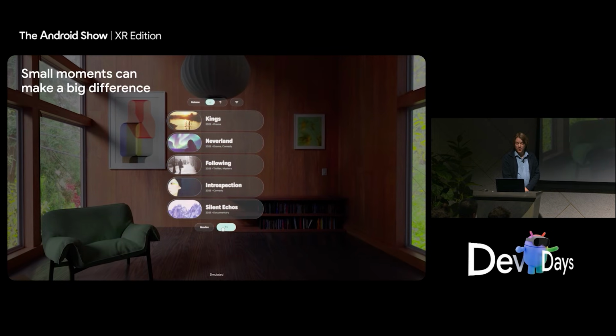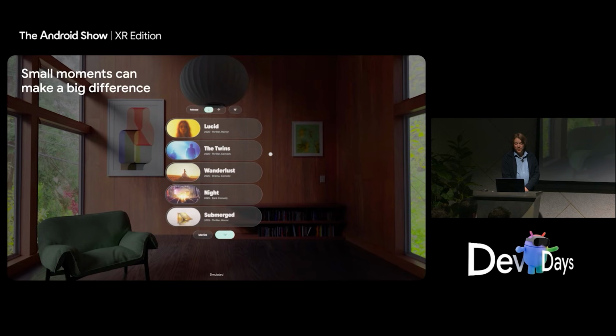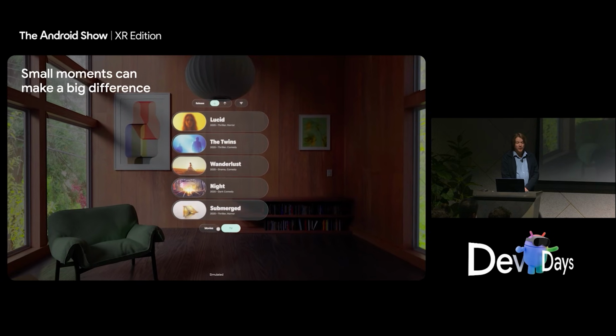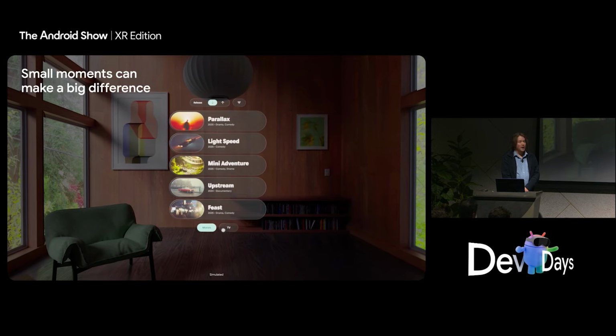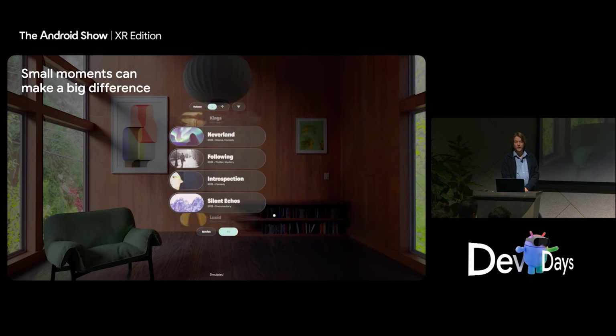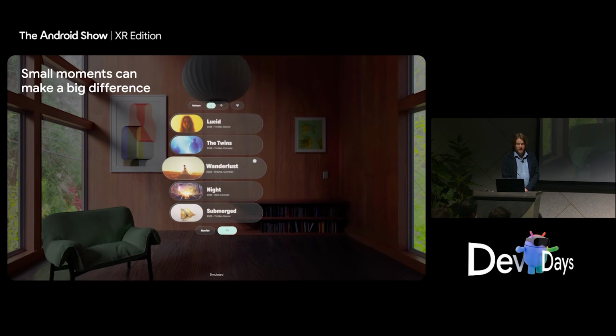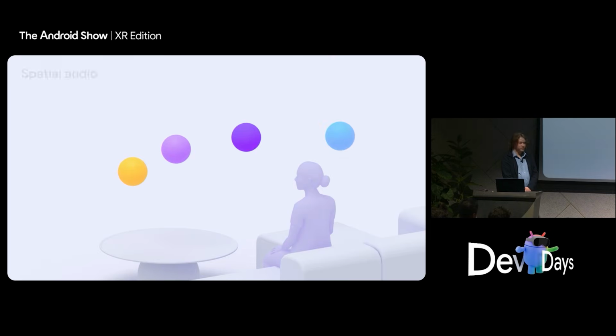Not all spatialization has to be dramatic, though. Subtle depth cues, together with motion design, can elevate an experience, communicating hierarchy, emphasizing content, and guiding the user's attention in a way that feels native in three-dimensional space.